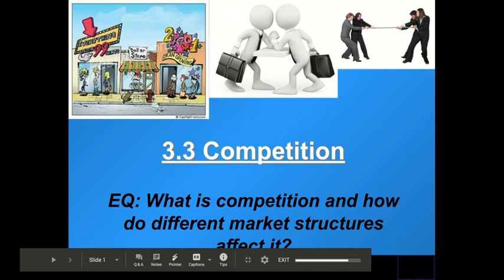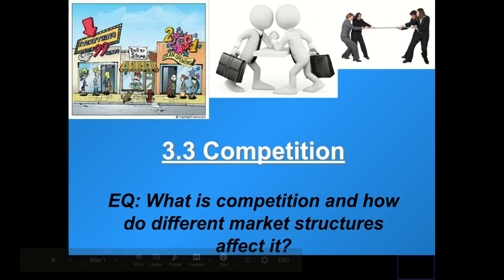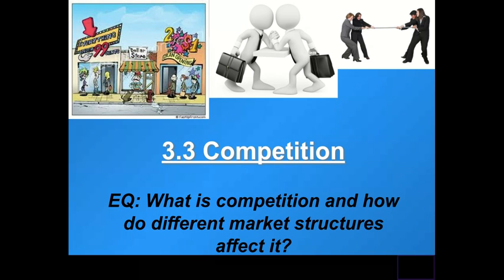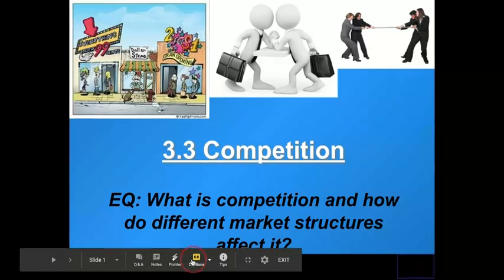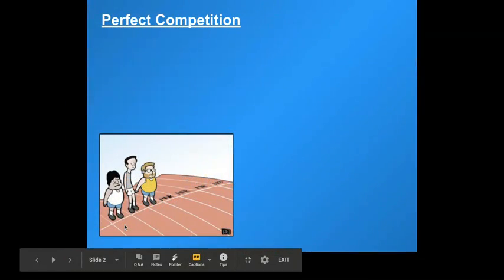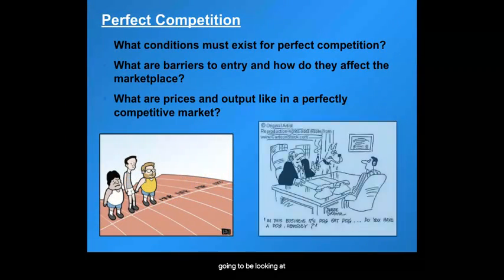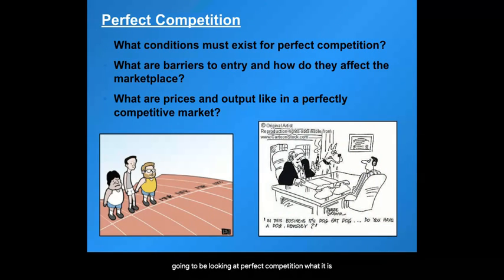Hello, Econ students. Today we're going to be doing notes 3.3 on competition. Your essential question: what is competition and how do different market structures affect it? So first we're going to be looking at perfect competition, what it is, and what conditions need to happen for competition.